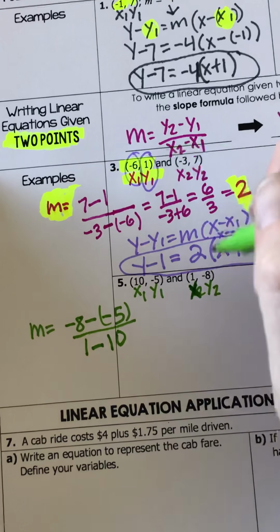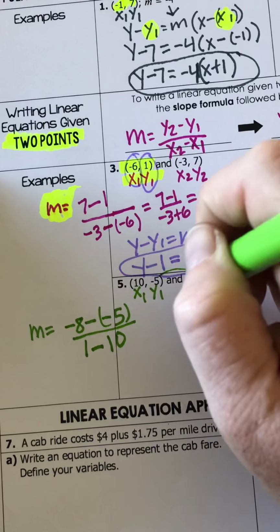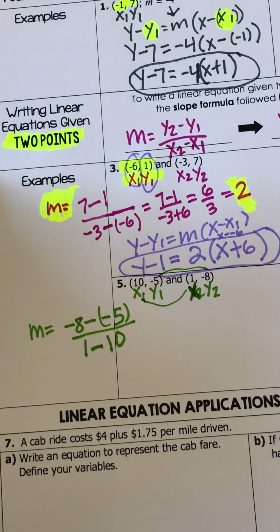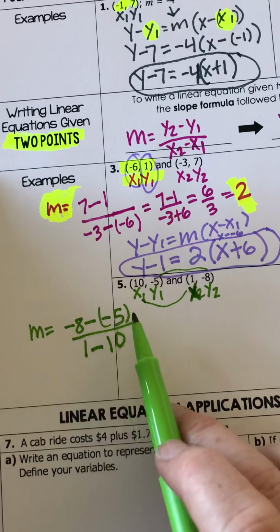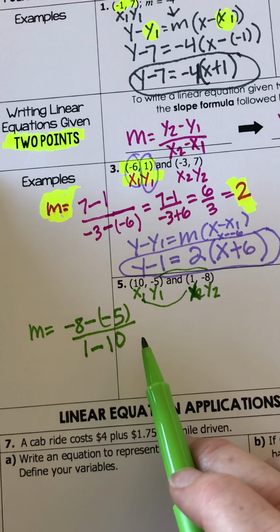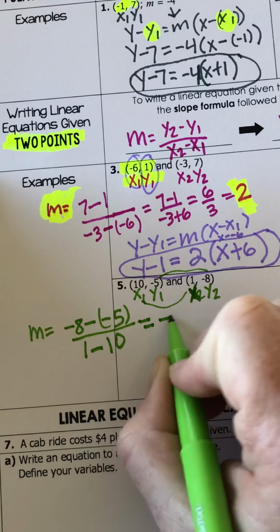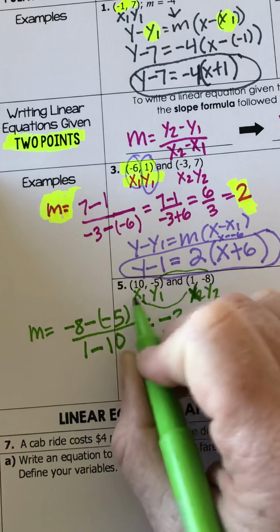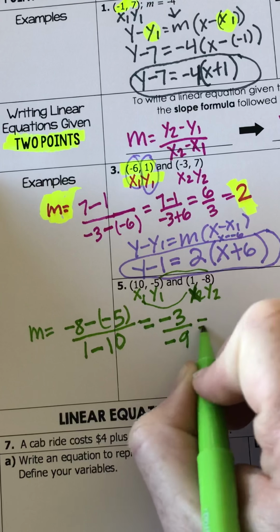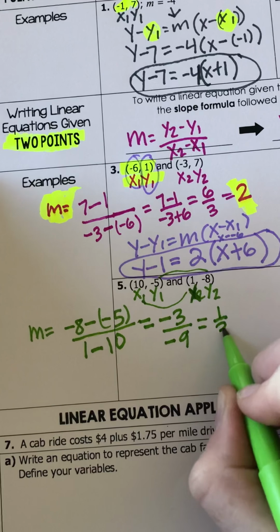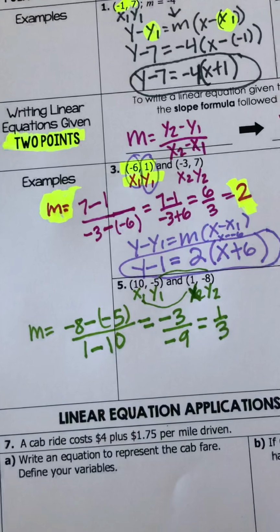So you're really just subtracting the y's, subtracting the x's. Don't make it too difficult. Subtract the y's, subtract the x's. Okay, so that gives me negative 3 over negative 9. So my slope is 1/3. Okay, that's the slope there.